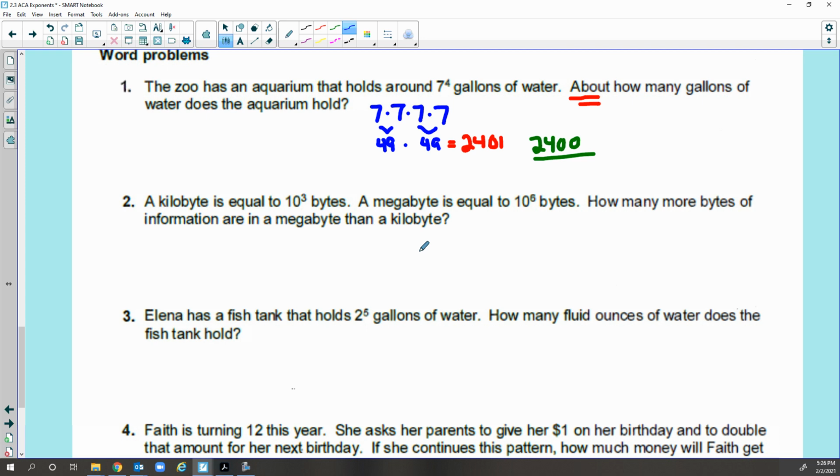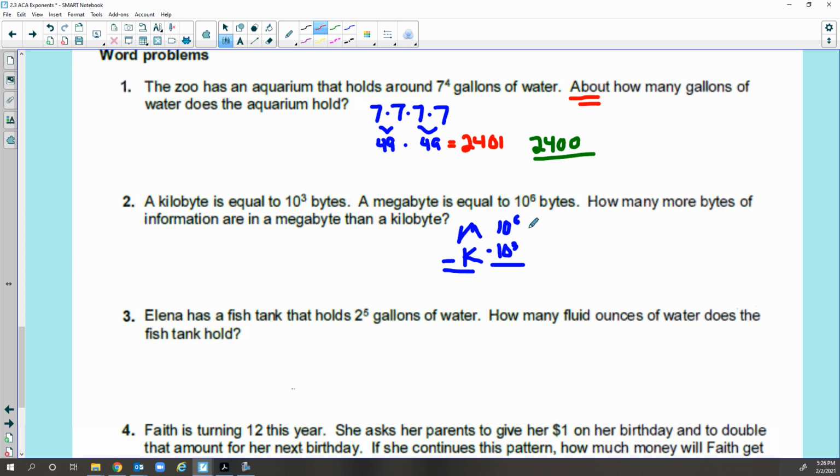Alrighty, so we need to do our megabytes minus our kilobytes. So I've got to do 10 to the 6th, essentially, minus 10 to the 3rd. And I know what you guys are thinking. Can we just subtract the exponents? The answer is absolutely not. No, no, no. We've got to convert these to see what they're supposed to be.